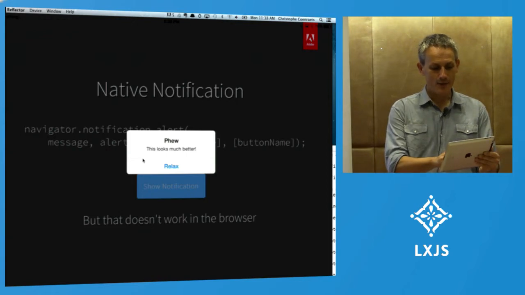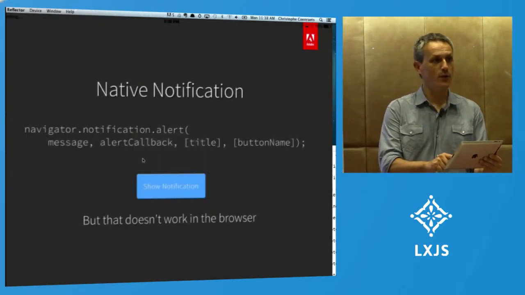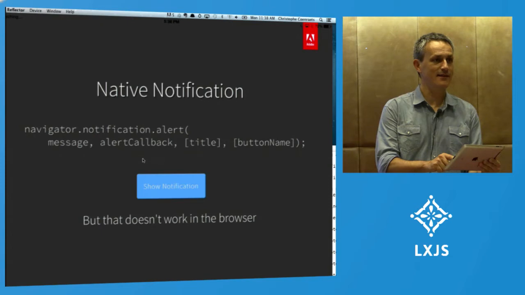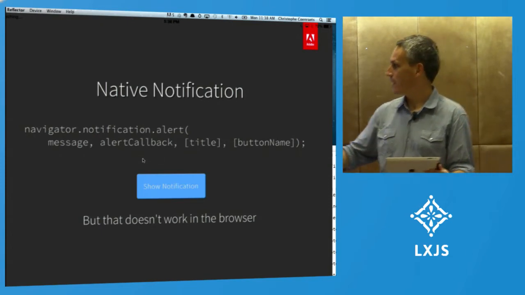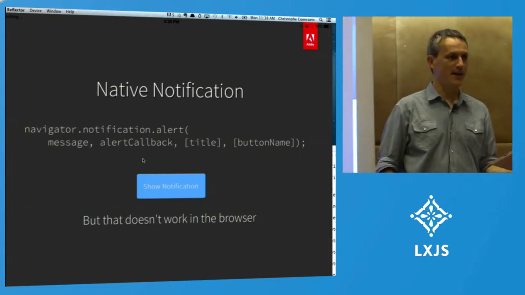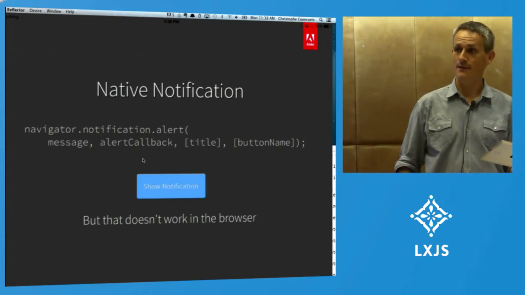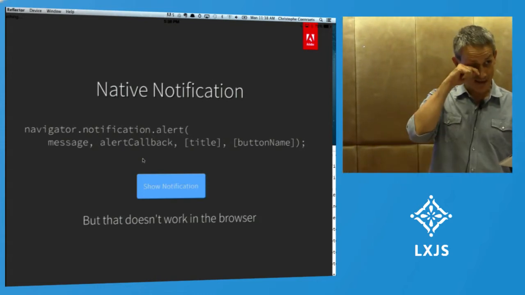All right. So it looks like we're going to do a global search and replace of alert and replace it by navigator.notification.alert, right? But if I do that, what happens?